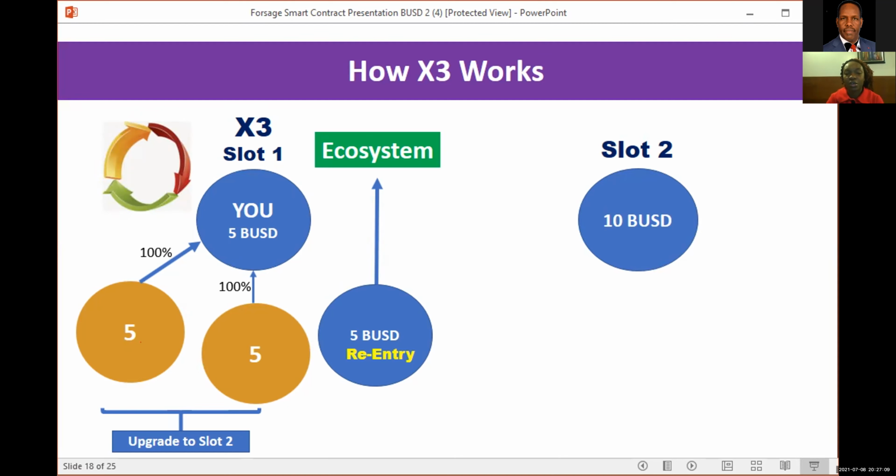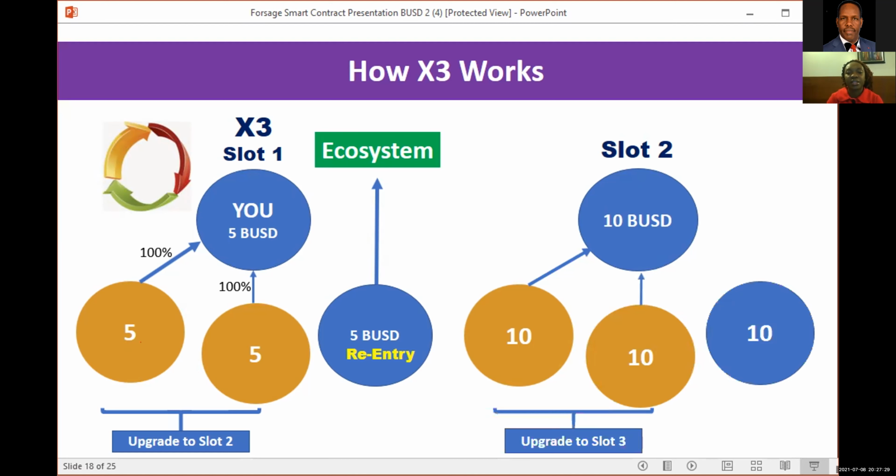On the 2nd slot, the only difference is it will be twice as much in price as the 1st slot. As you can see, slot number 1 was 5 BUSD. Slot number 2 is 10 BUSD. But guess what? You earn again from your 1st referral or your 1st friend, you earn again from your 2nd referral or your 2nd friend. Then the 3rd one does what? It gives you a reset or a re-entry so that you can be open to earn again from your 5th and 6th friend. And then the 7th will give you a reset, then to come back and earn from the 8th and 9th. The 10th will give you a reset, on and on.